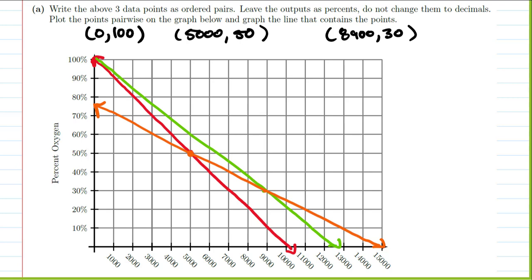So if I wanted to use a line to model the percentage of relative oxygen at a height, I could ask the question, which one of these 3 lines is going to be the best model? The orange one, the red one, or the green one? All 3 of them contain 2 of the 3 data points, but which one's going to be the best way to determine how much oxygen is available at any altitude?